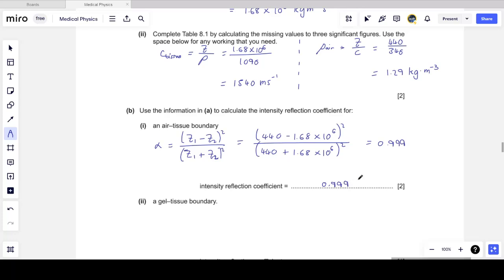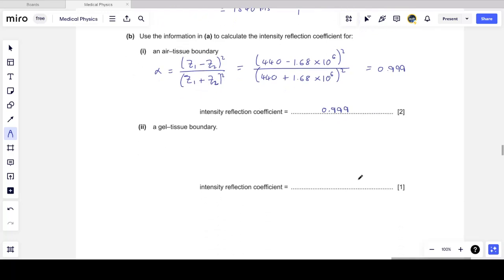0.999, three significant figures. So that's a very large intensity reflection coefficient, which means that almost all, 99.9% of the wave is going to be reflected. Hence, you can see the hint here, this is why we use gel. Because if we had air between the ultrasound device and skin, most of the ultrasound will just bounce back off the skin and not go into the body. 99.9% of it will be reflected, and only 0.1% will actually go in.